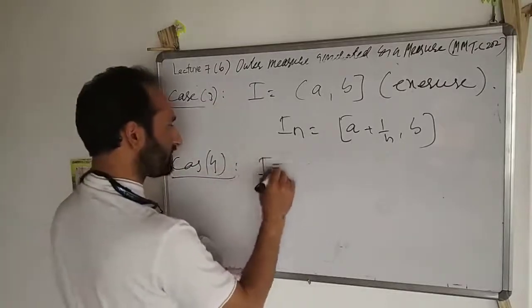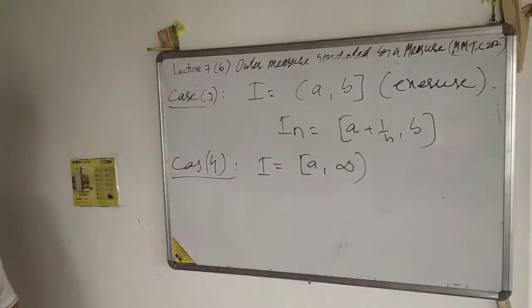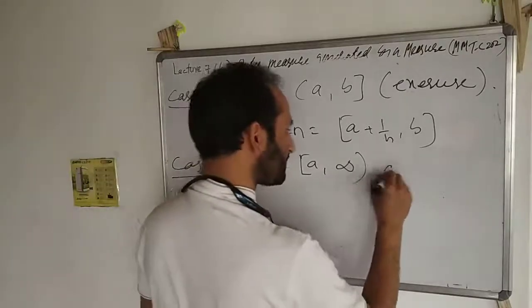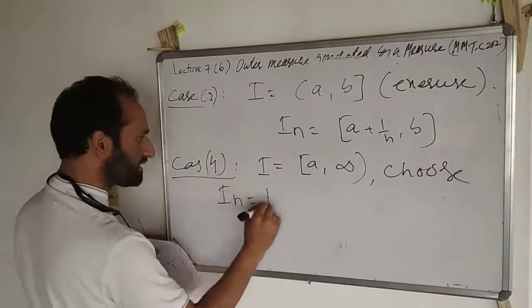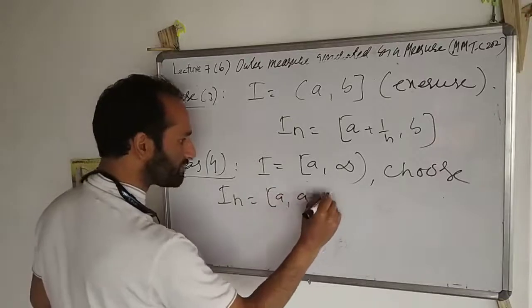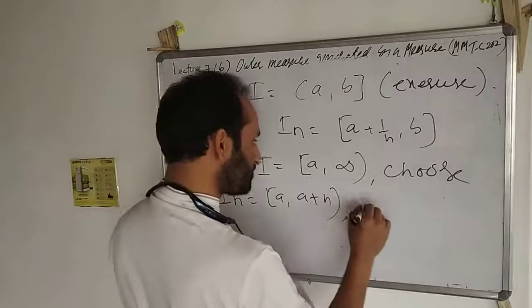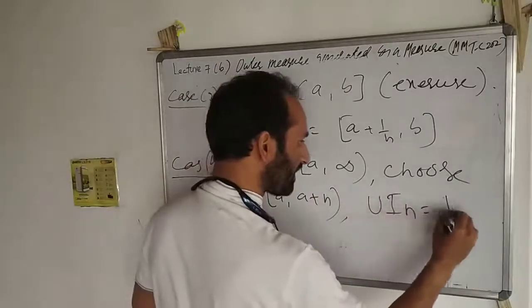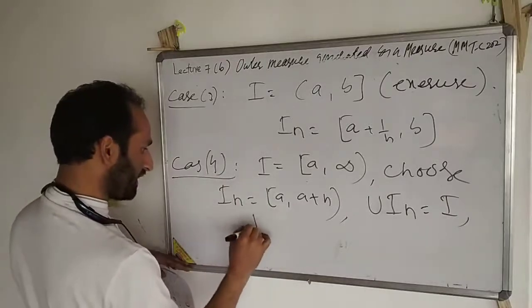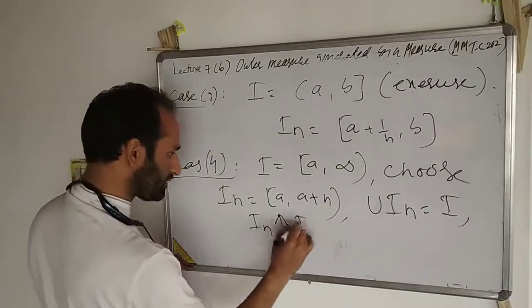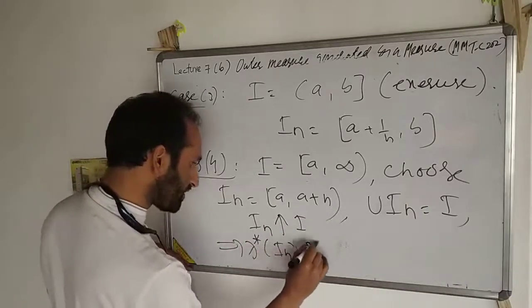So I is equal to (A, infinity), an unbounded interval. Then choose this sequence: I_n is equal to A to A plus n. You can see this is an increasing sequence, and the union of I_n is equal to I. And these are semi-closed intervals, therefore I_n increases to I, and it implies the Lebesgue outer measure of I_n will also increase to the Lebesgue outer measure of I.